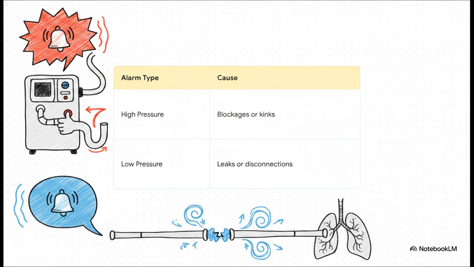To help us prevent those kinds of disasters, the machine uses two main alarms. If you hear a high-pressure alarm, it means the machine is facing resistance. Something is blocking the pathway. It could be a buildup of secretions in the airway, maybe the patient is biting down on the tube, or there could be a physical kink in the plastic tubing itself. On the flip side, if you hear a low-pressure alarm, it means the machine is pushing air and feeling no resistance at all, and that means there's a leak somewhere or the tube has completely disconnected from the patient.